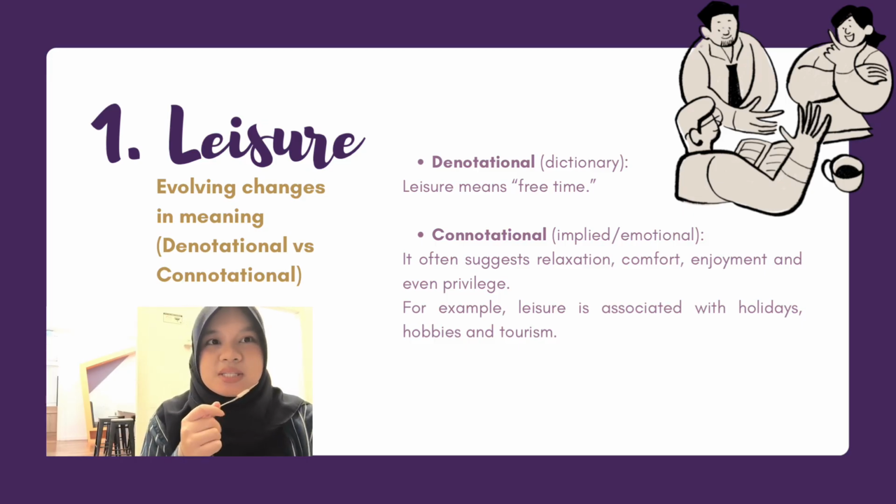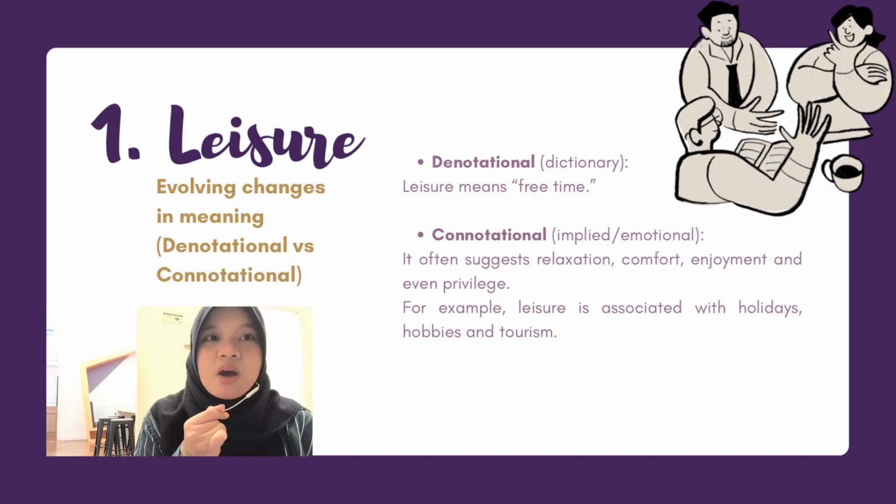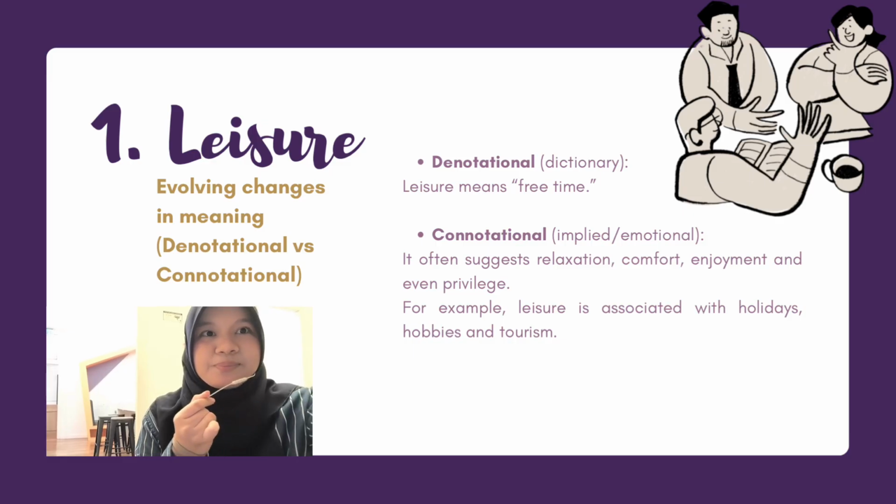So next slide, how the word leisure involves changes in meaning. The first one is denotational. The word leisure means free time. The second one is connotational. The word leisure often suggests relaxation, comfort, enjoyment, and even sometimes privilege. So for example, leisure is associated with holidays, hobbies, and also tourism.